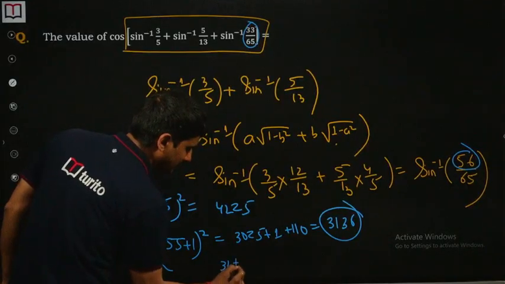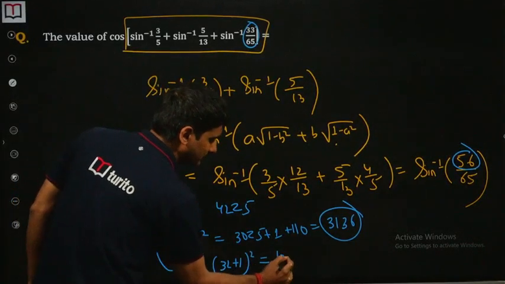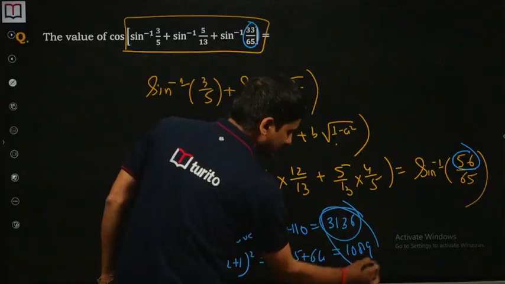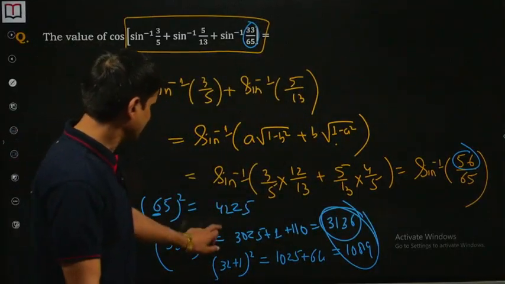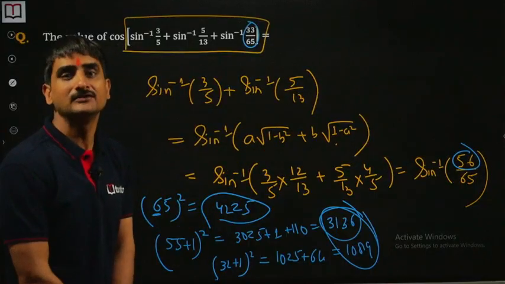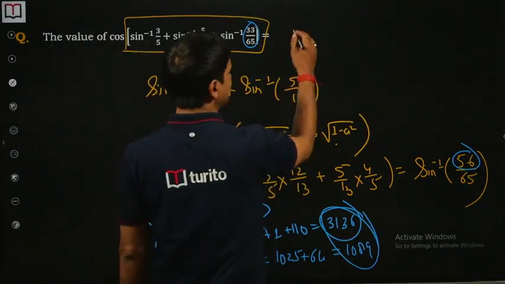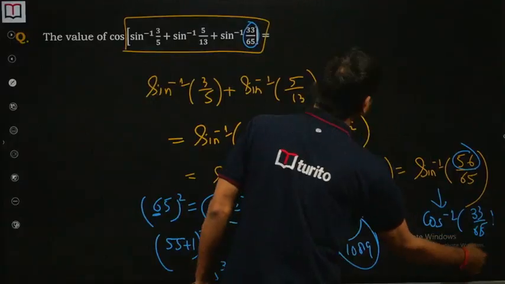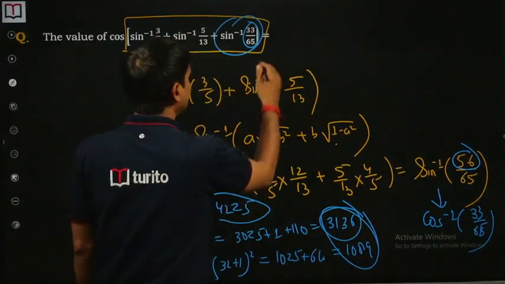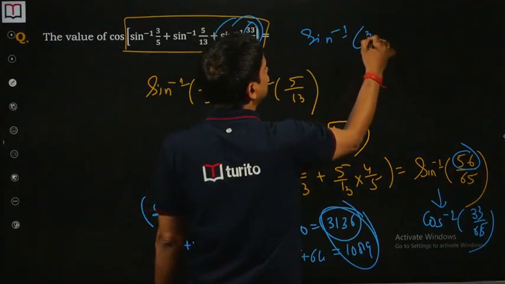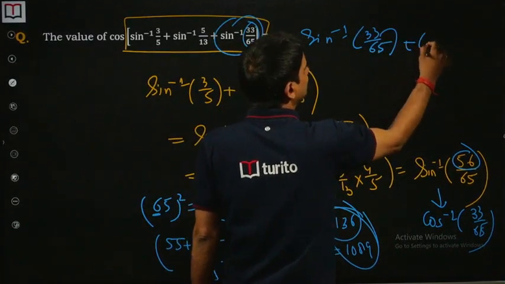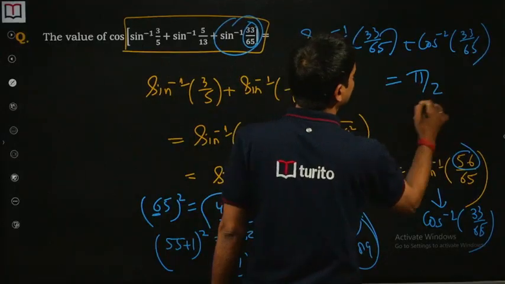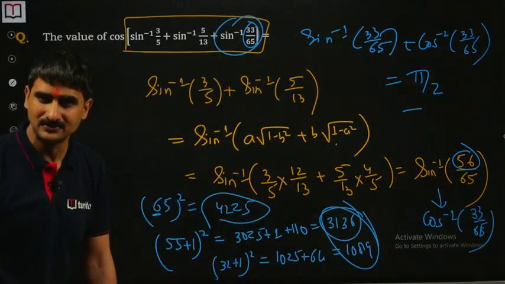And then 32 plus 1 whole square. Why? Because 32 whole square we know is 1024 plus 64. So it's 1089. Add them. So right, we got it. So that's it. They are a Pythagorean triplet. What does that mean? That simply means if I write it as cos inverse, it is 33 by 65. So this is sine inverse of 33 by 65 plus cos inverse of 33 by 65, and that gives us pi by 2. So cos pi by 2 is 0. Cos pi by 2 is 0.